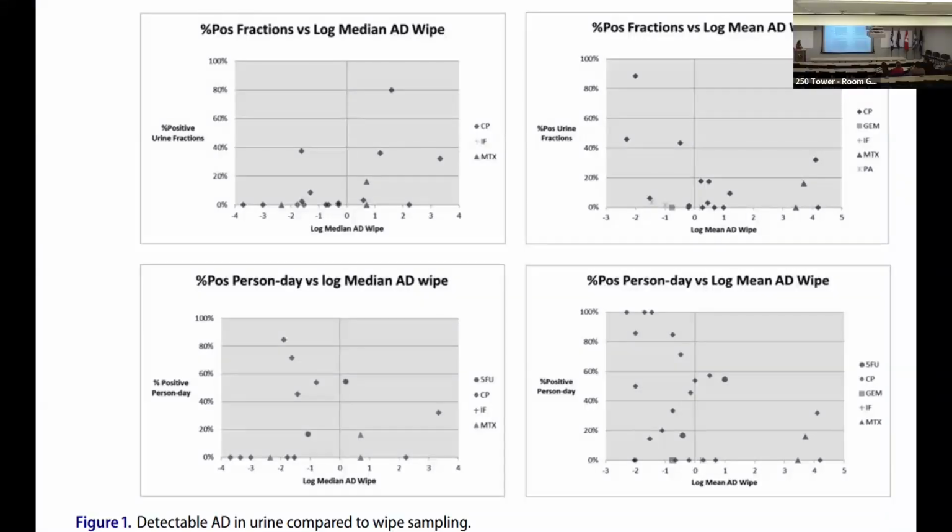So this is figure one from the paper. This is what they tried to do to show a correlation between detectable anti-neoplastic drugs in urine versus wipe sampling. So they transformed the data by taking the wipe sampling results, and I think because they're log normal, they transformed it that way to be able to analyze it.